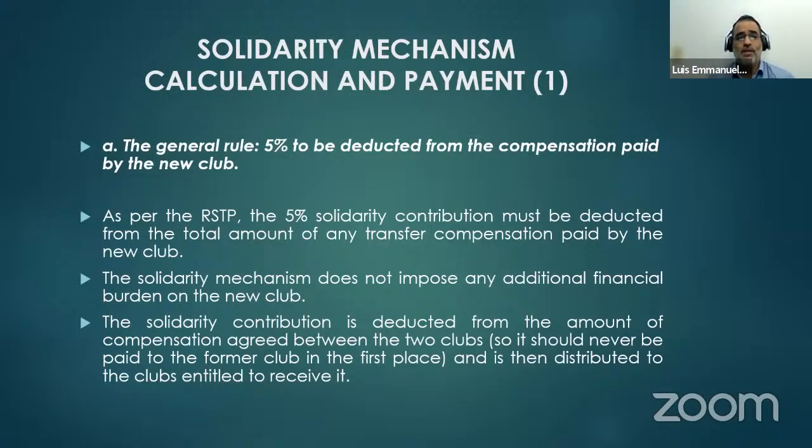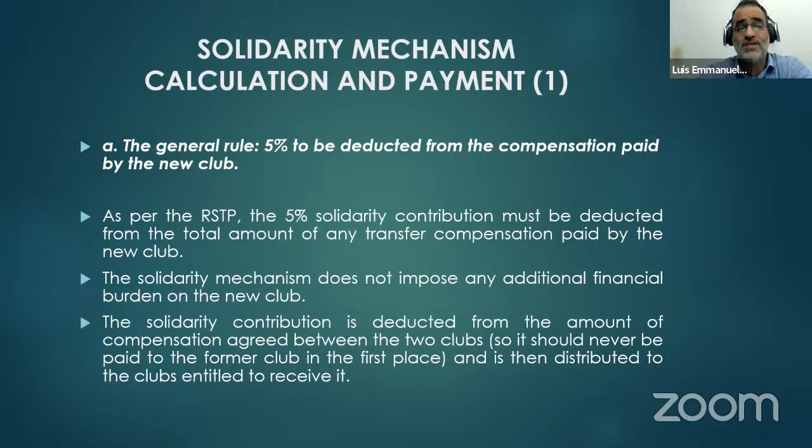So now let's talk about calculation and payment. Like we spoke about, the general rule is 5% to be deducted from the compensation paid by the new club. So as per RSTP regulations, the 5% solidarity contribution must be deducted from the total amount of any transfer compensation paid by the new club. Remember, an exception is made in the case of buyout clauses, where you have to pay the buyout clause in full and the 5% solidarity contribution on top of that amount. That would be the exception.